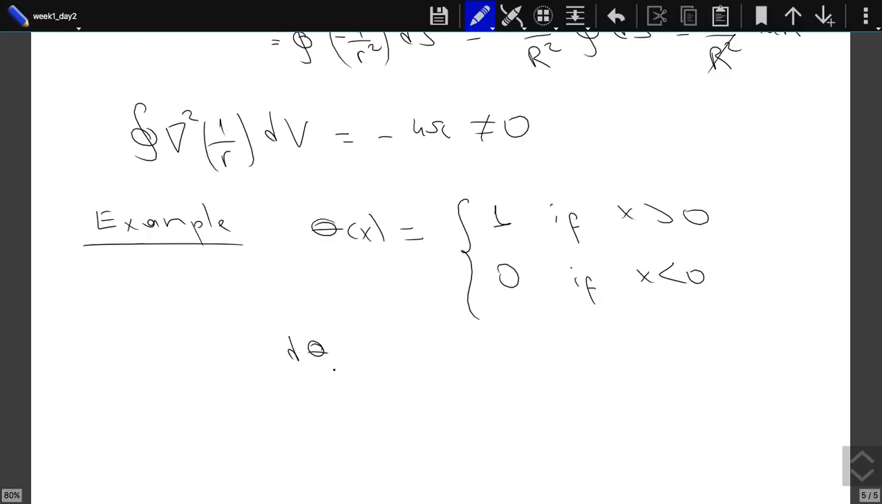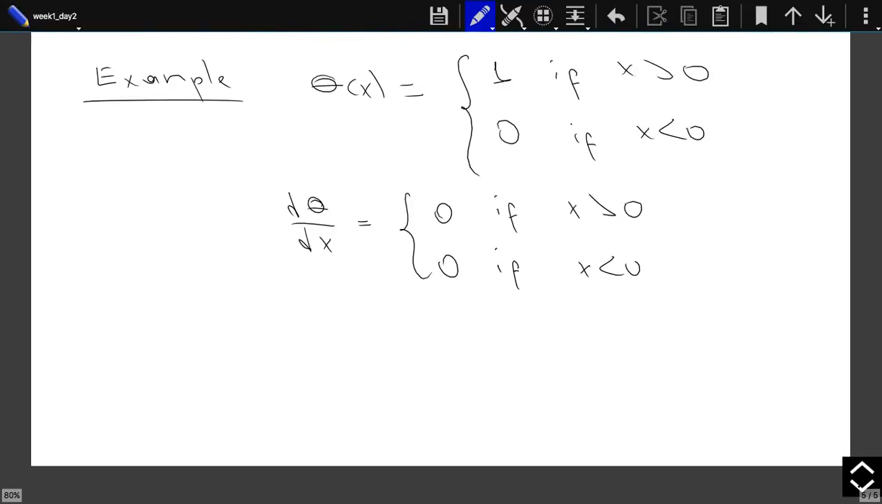Let me consider the derivative of this function. 0 if x is larger than 0, 0 if x is less than 0. So just like the Laplacian of 1 over r, the derivative of this step function is 0 almost everywhere, except maybe at a single point. Well, the integral of the Laplacian of 1 over r was finite, at least in a certain region. Let's see. Let's look at the integral of this one.